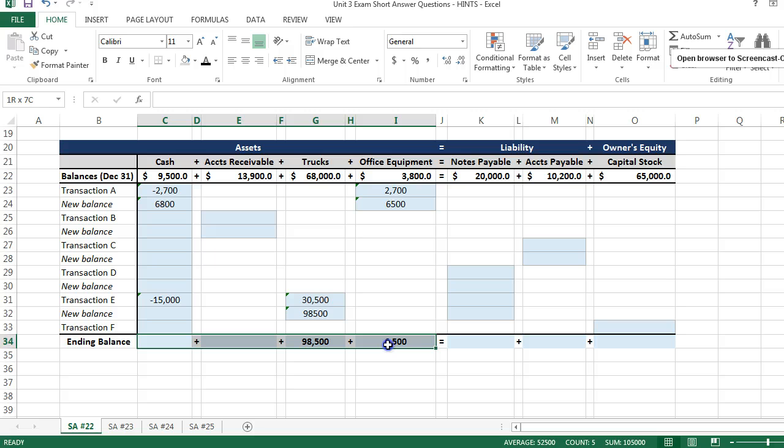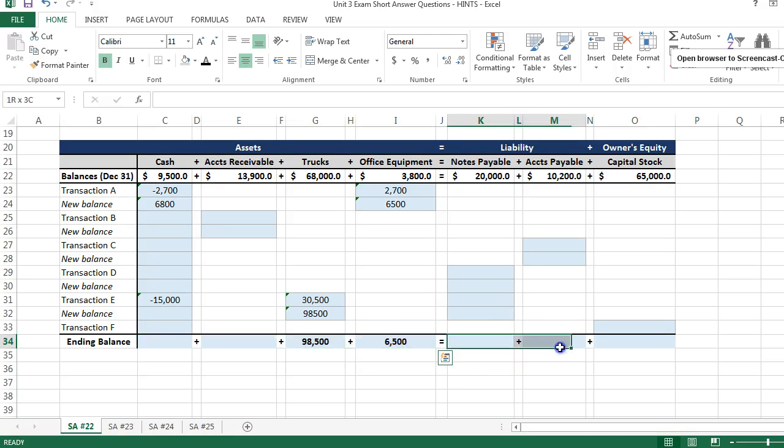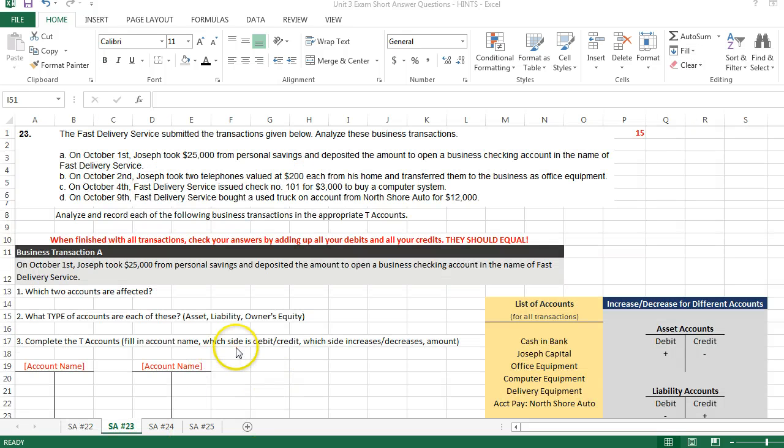So all of these numbers, all of these balances to the left of the equal sign should equal all of these numbers to the right of the equal sign. That's how we know that we balanced everything correctly. Okay, let's look at short answer question number 23.